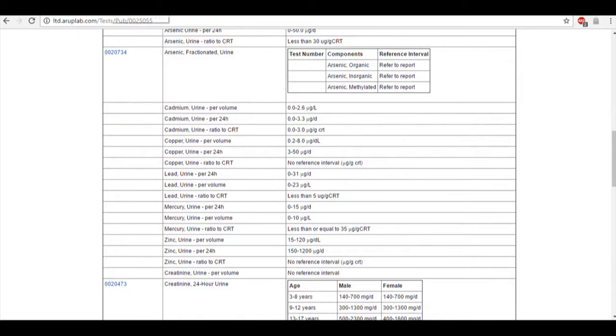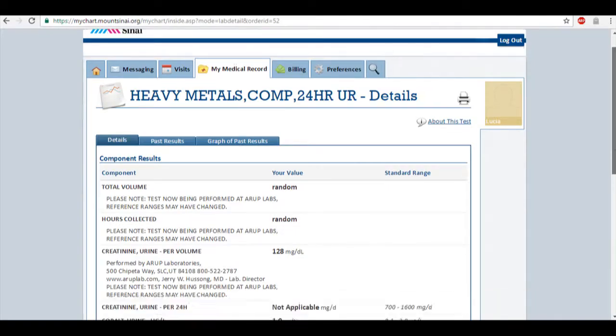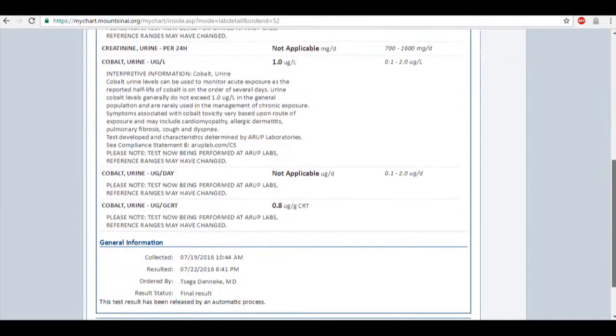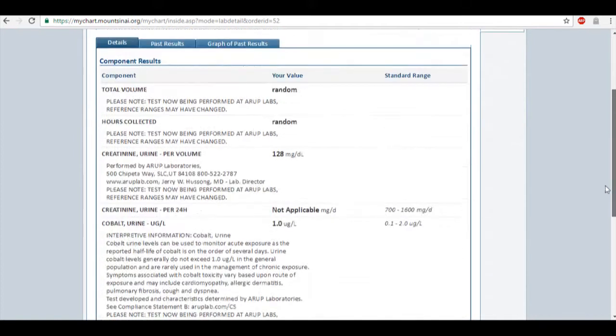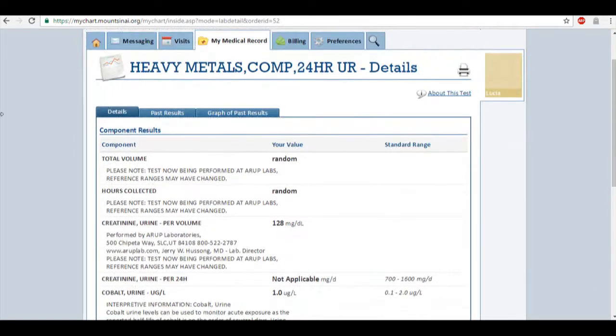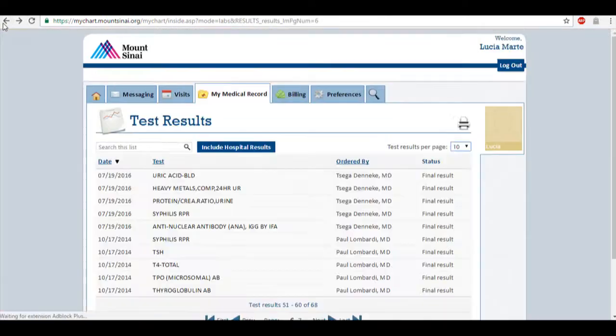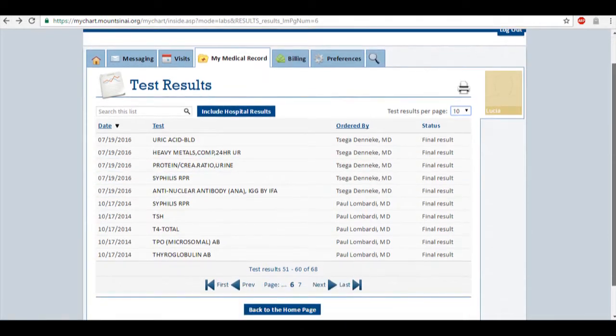Now, let's go back over here. So this was done on July 19th, and this is all I got. Not applicable. So I'm sure they knew that they did the testing, and they just did not want to give me the results, because obviously it was going to prove that yes, I am suffering of heavy metal poisoning because of dental poisoning.